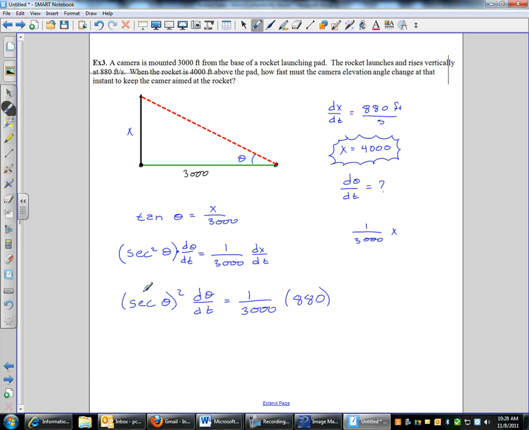Okay, secant is 1 over cosine. I agree with that. It's a reciprocal of cosine. How does that help us?